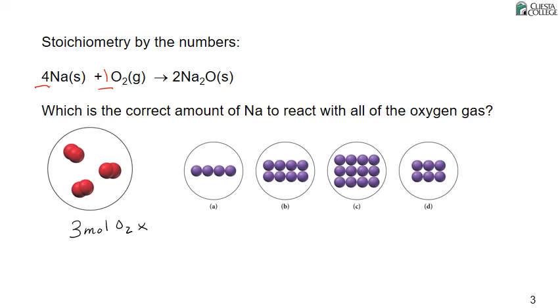3 moles of oxygen times 4 moles of Na for every 1 mole of O2. The moles of O2 reduce to 1 and cancel out, yielding 12 moles of Na. C would be the correct answer.